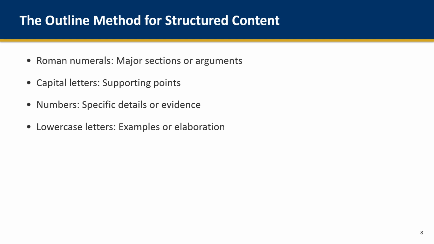For graduate work, the outline method excels when you are studying systematic content like research methodology, theoretical frameworks with defined components, or policy analysis with multiple criteria. The structure helps you understand not just what the author is arguing, but how the argument is constructed. However, the outline method has limitations for graduate work.